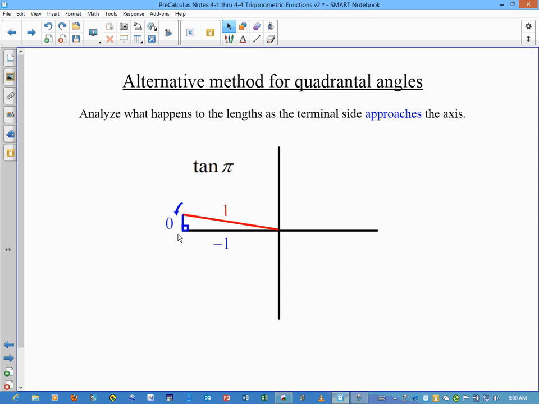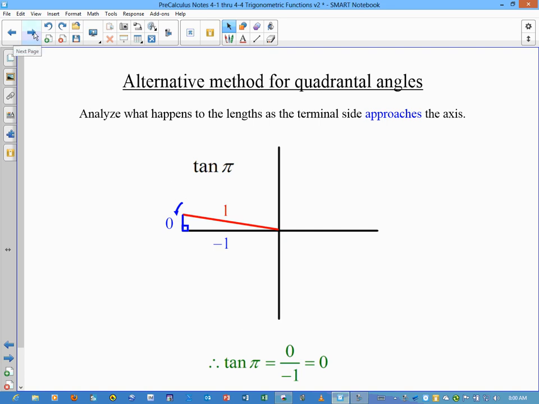And then as this fully collapses, this side is going to collapse to a 0 length. And this side will be a length of 1, but it does have a directional component, so it'll be a -1. So therefore, we can use this idea of this 0 triangle collapsing to also use the fact that tangent is opposite over adjacent, which is 0 over -1, which is also 0. So it's another way to visualize it, another way you can think of quadrantal angles.